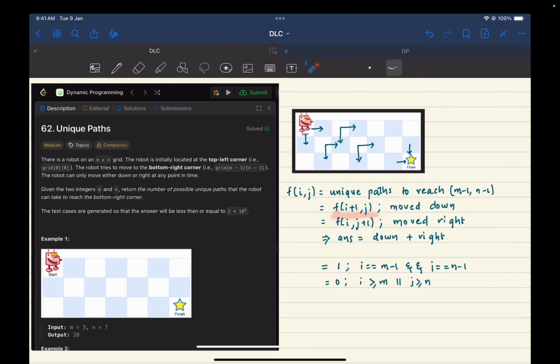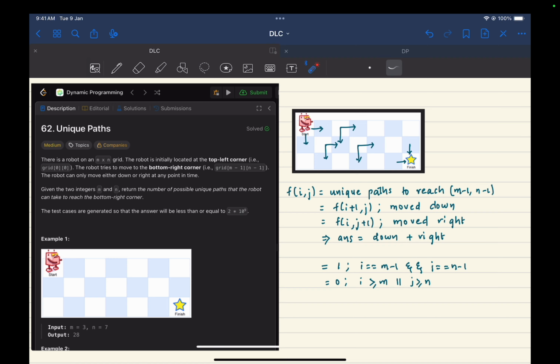So that is what I've written. If I take the down path, that means I need to count the total number of ways I can reach from i plus 1, j. If I go to the right, that means my j will increase, right? So I need to identify the number of paths from i and j plus 1 all the way till the end. My overall answer will be the summation of these two, because I can take this path or this path. Whenever there is an or, we will be summing up the solutions.